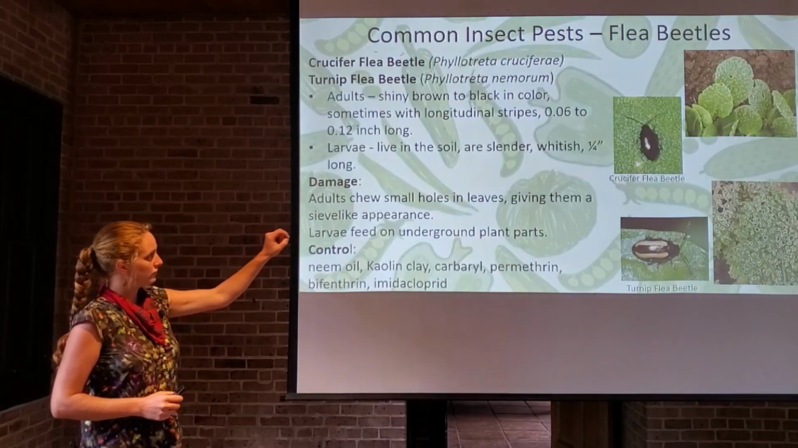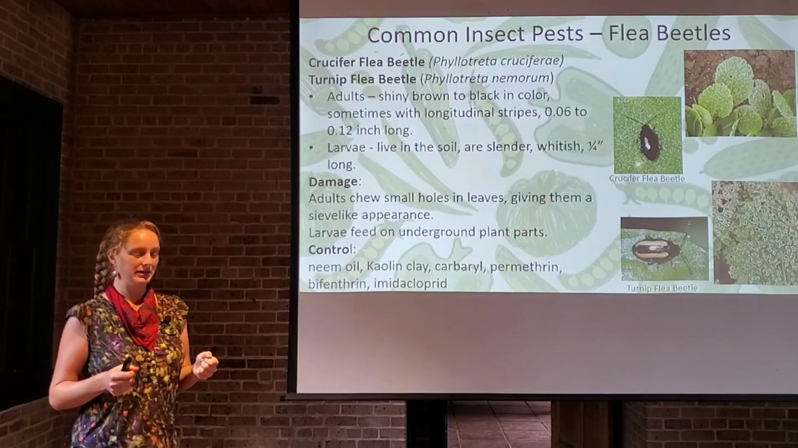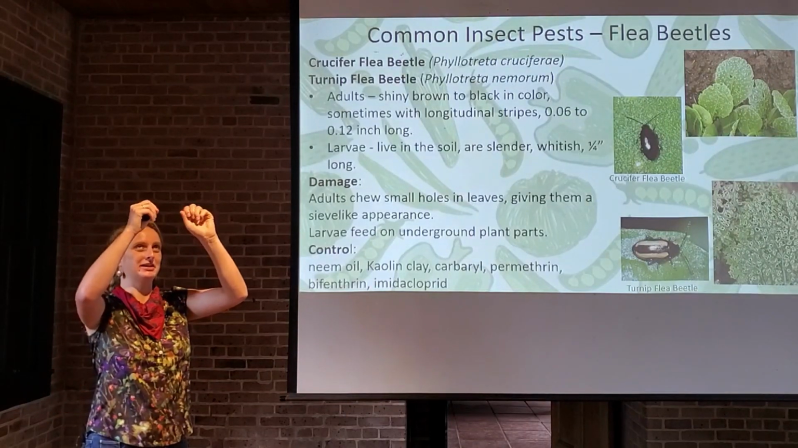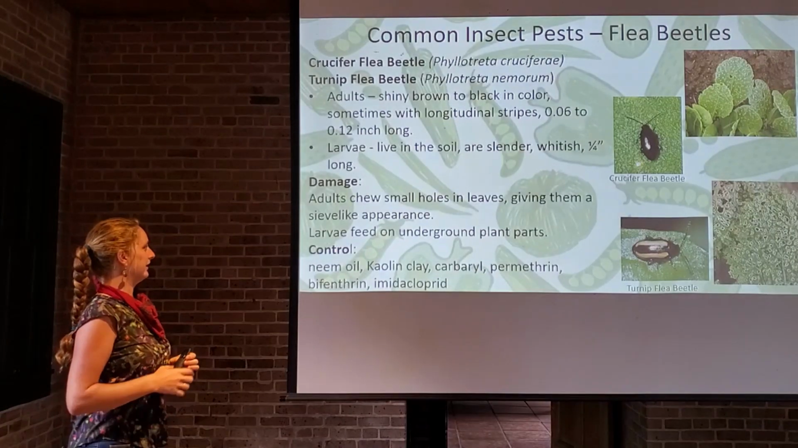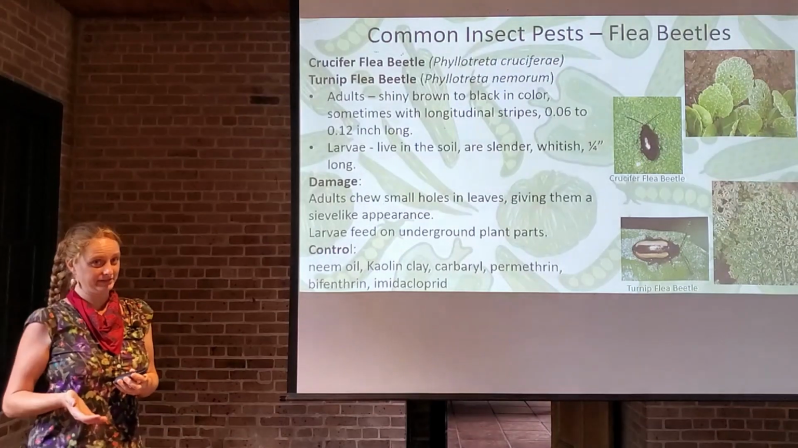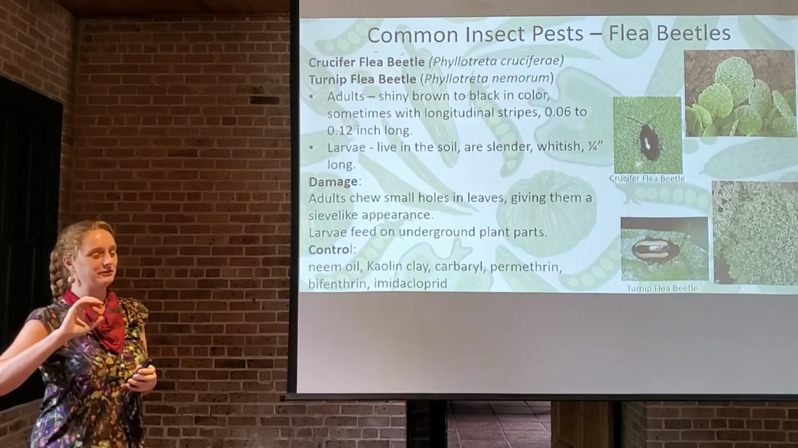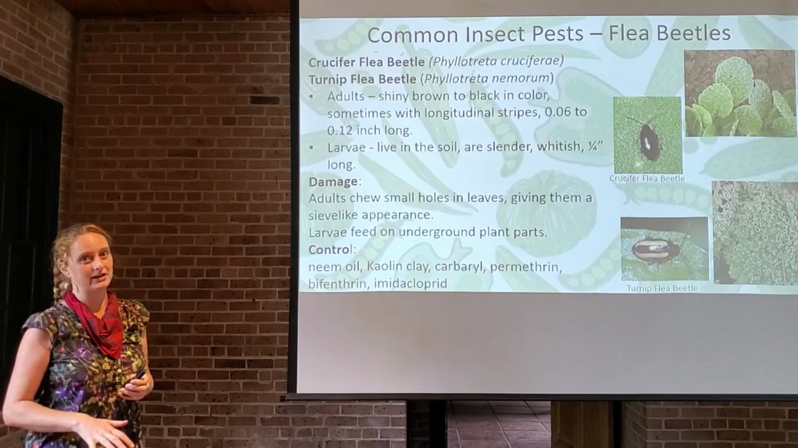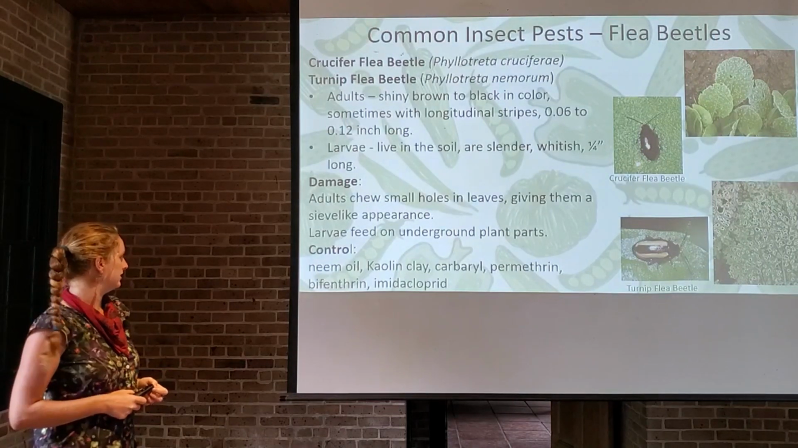The adults do chew those little small holes in the leaves, giving them that seed-like appearance. So you can hold the leaf up to the sun and the light comes through like pinpoints. And the larvae feed on the underground plant parts. So you see the adults up above in the canopy of the plant, but just know if you've got a lot of adults, that also means you've got a lot of larvae damaging the roots. So it's a 1-2 punch in your garden.